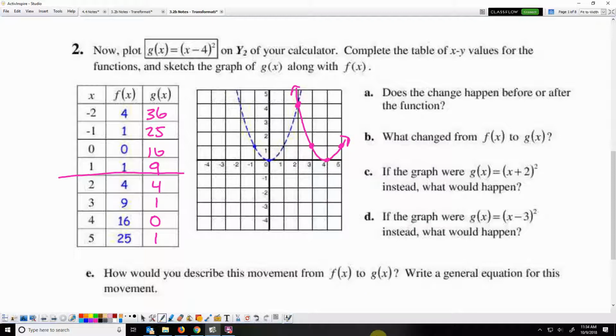Okay, does the change here happen before or after the function? So the function was x squared, and here, because that minus 4 is inside of what's being squared, that change happens before the function. Okay, and what changed this time? It shifted right 4.